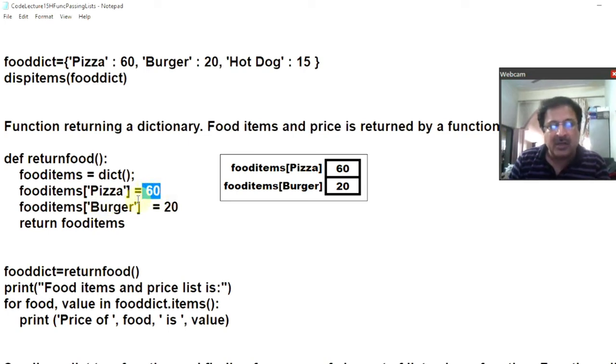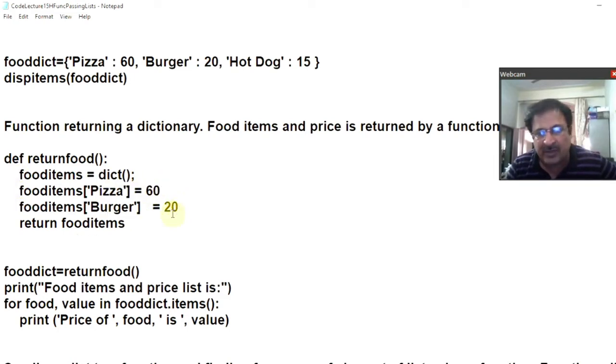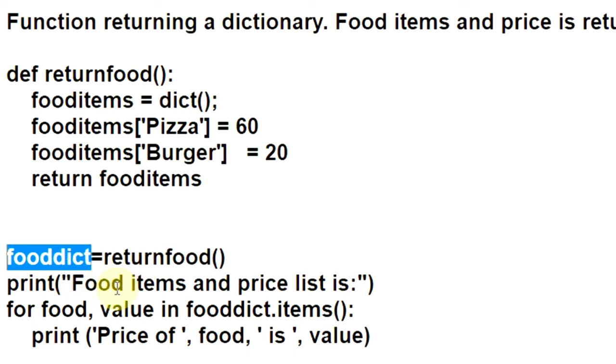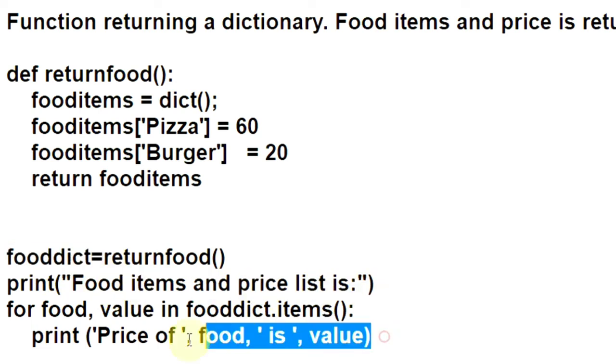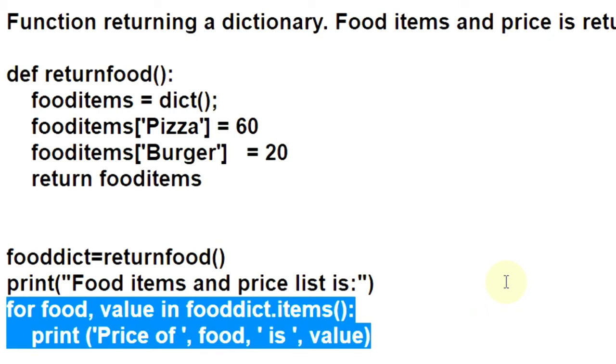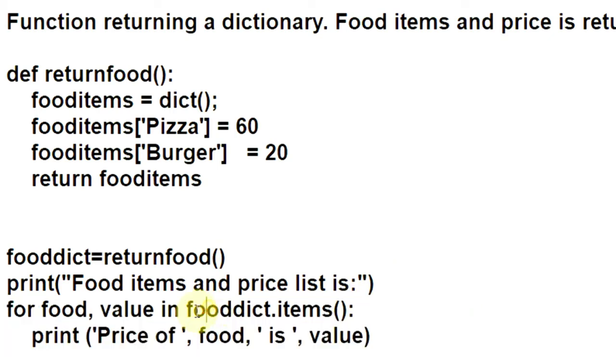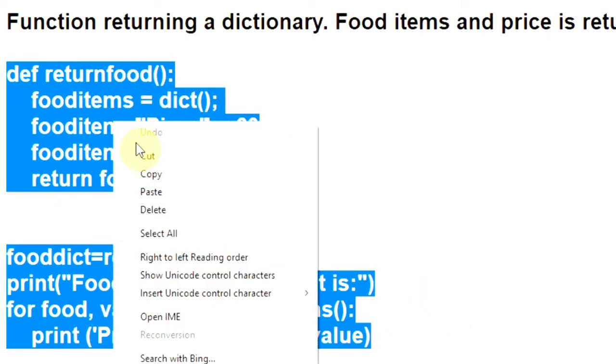In the next key, that is burger, food items burger. Burger is an index location. So the food items burger value is 20. So burger is the key and the value is 20, right? So this dictionary has 2 key value pairs. You are returning the food items dictionary, and that will be assigned to this food dict dictionary in the main function. Through this print statement, you get a message, food items and price list is, and this is what we just saw. Using the items function, you get 1 key value pair, assigned to the 2 variables on the left, and you're displaying it. So on the screen you get an output that price of pizza is 60, price of burger is 20, right? So let us run this program also. I copied it.